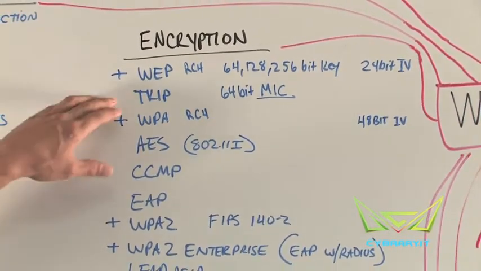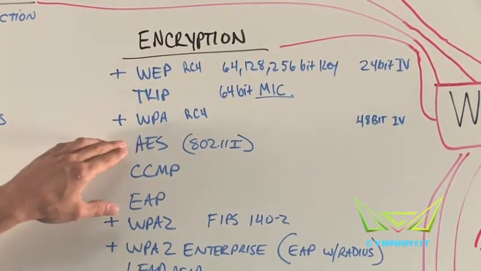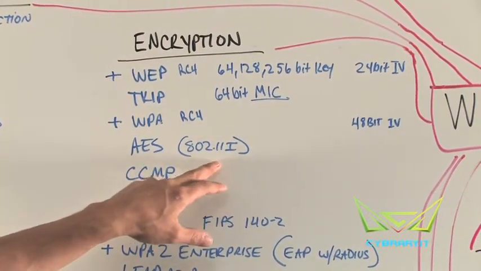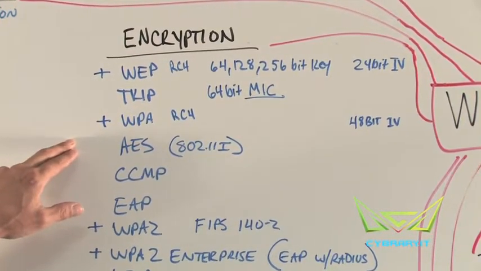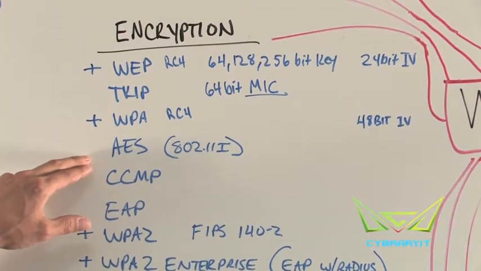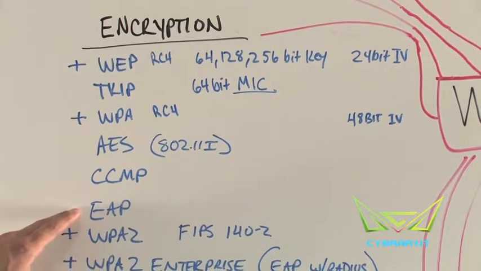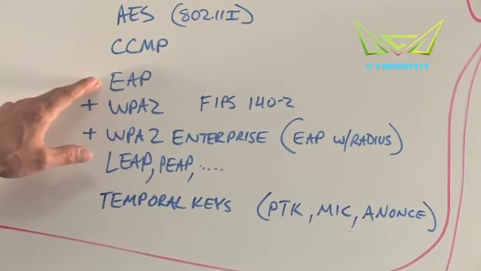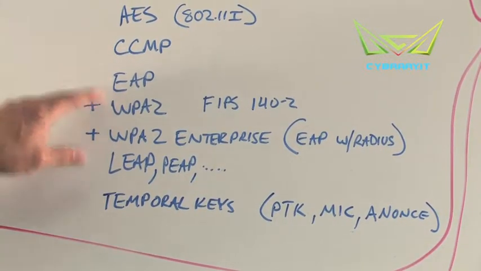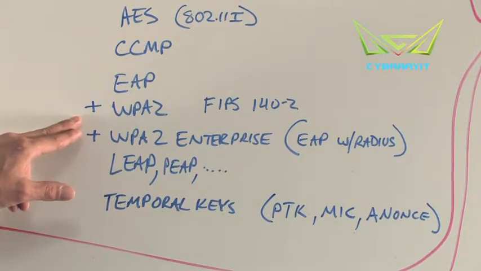All right, so TKIP is Temporal Key Integrity Protocol, or the time changing of your keys. You have AES defined in 802.11i, which is good, strong encryption, as opposed to RC4, which is not really one of the best encryption algorithms. Then you have your extensible authentication protocols. This is another great thing to look up on Wikipedia, because it'll actually list out all of the different types of extensible authentication protocols. Then, of course, you have WPA2, which supersedes WPA.